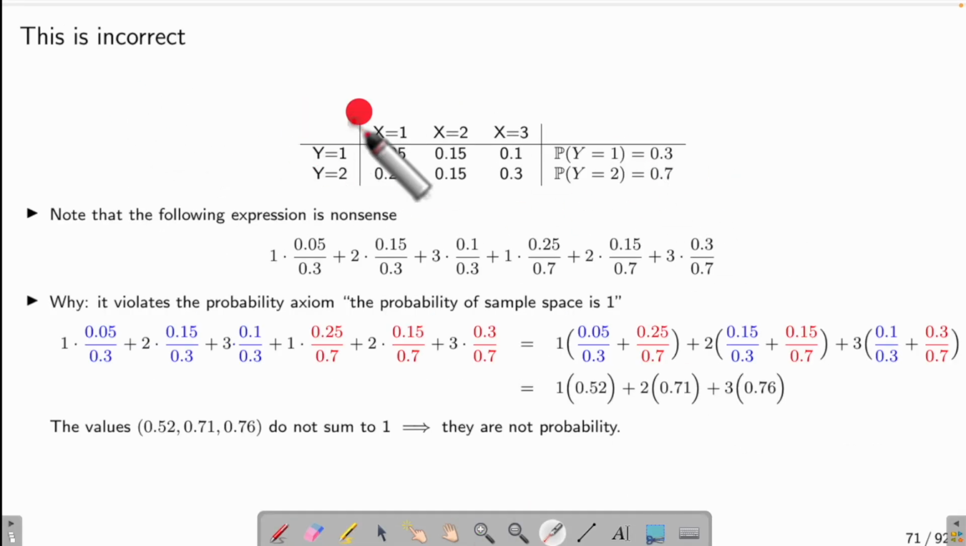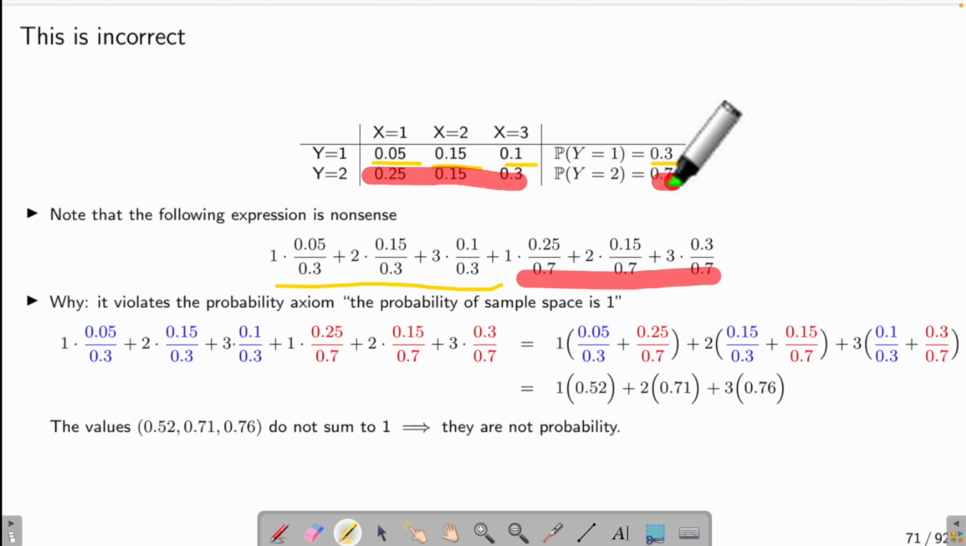So for example, I have the same table. You may compute as follows: 1 times 0.05 divided by 0.3, plus 2 times 0.15 divided by 0.3, plus 3 times 0.1 divided by 0.3. So what is it? You have these 3 numbers divided by 0.3, which gets you this. And then on the second line, these 3 terms correspond to these 3 numbers divided by 0.7. And you take the sum. And actually this is wrong.